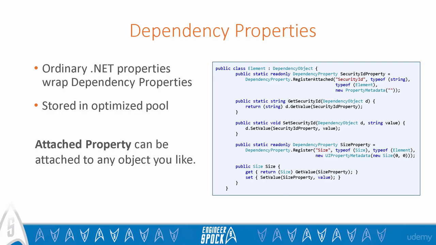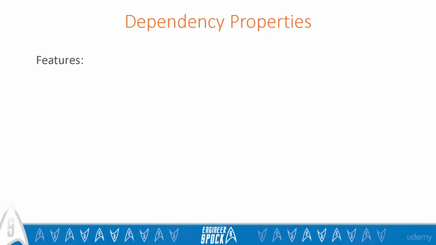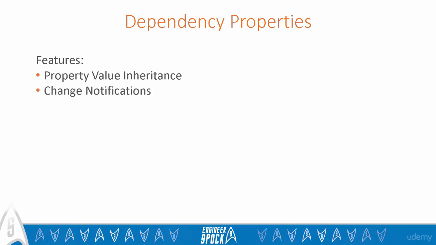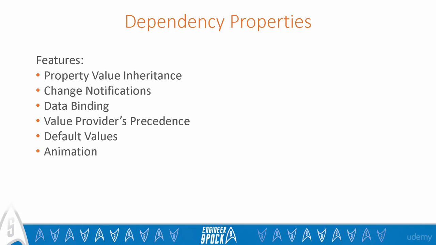Attached property is a special case of dependency property. Attached property can be attached to any object you like. For example, TextElement.FontSize is an attached property. To sum up, dependency properties support the following features: property value inheritance, change notifications, data binding, value providers precedence, default values, animation, and styling. Let's look at attached properties in practice, and then we will define our own attached property.